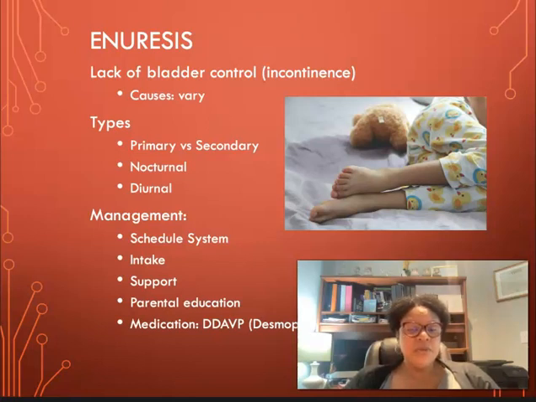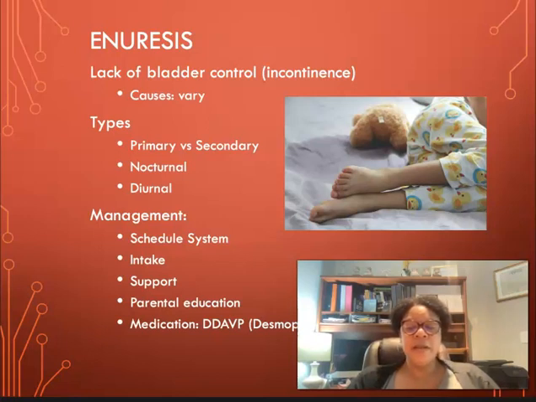It could be a physical issue, like the child is having bladder spasms or recurring UTIs, so they're having urinary frequency. A child could also have a neurogenic bladder. They don't need to have a congenital anomaly or have CP in order to have a neurogenic bladder. So we have two types, primary versus secondary. Primary, we describe it if the child was never toilet trained. So if they've never achieved continence, meaning they've never been potty trained, then we call that primary.